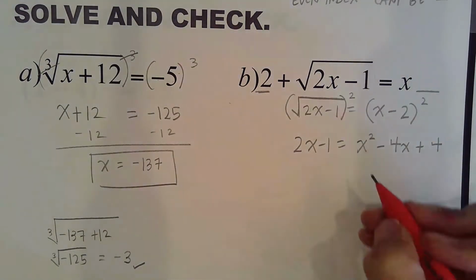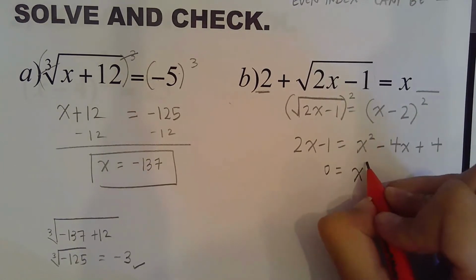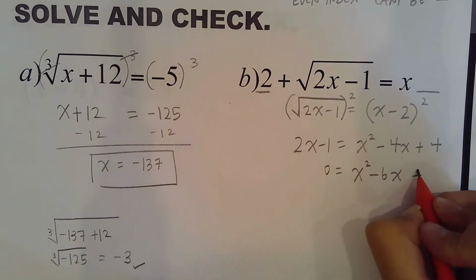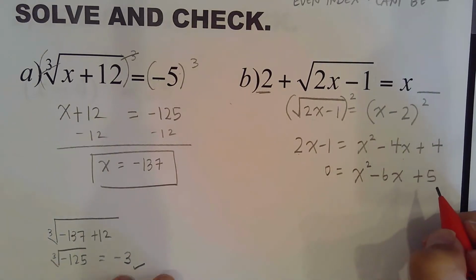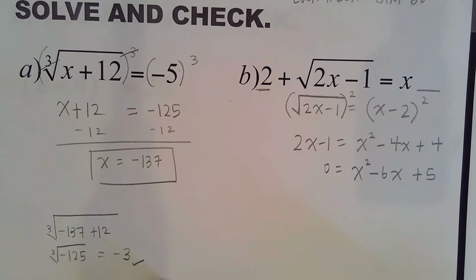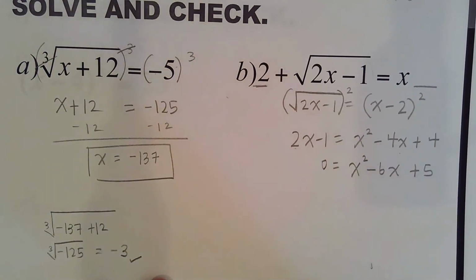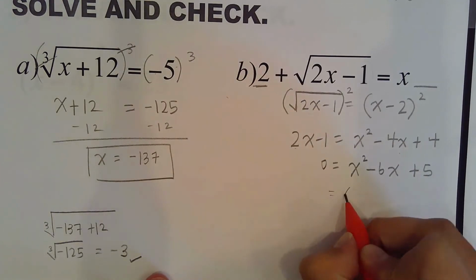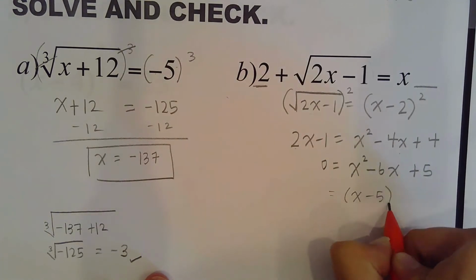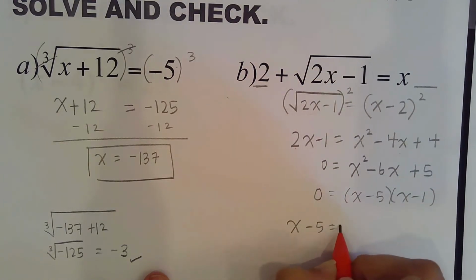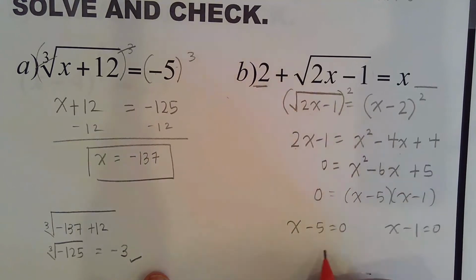So this is going to be a quadratic, so I'm going to get everything equal to 0. So I'm going to get x squared minus 6x plus 5 here. Okay, so what multiplies together to give you 5 and adds together to give you negative 6? That's x minus 5 times x minus 1. So x minus 5 equals 0 and x minus 1 equals 0. So x is going to be equal to 5 and x is going to be equal to 1.